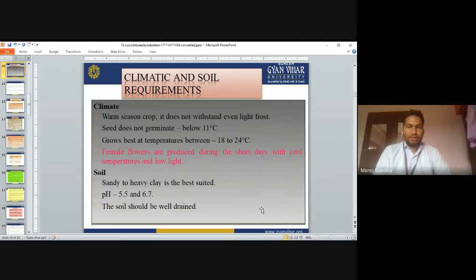Soil: sandy to heavy clay is best suited. The pH of the soil is 5.5 to 6.7. The soil should be well drained. So whatever soil we use, it should be well drained, sandy loamy soil.